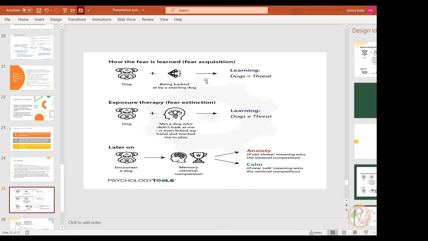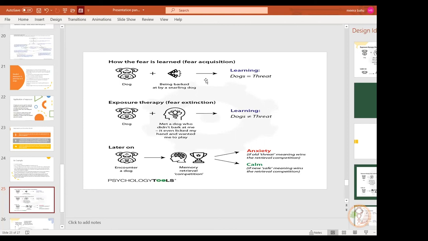Now later on, they encounter a dog: memory retrieval competition. It is competing, isn't it? The old memory says a dog is actually a dangerous thing. The new safe memory says a dog is not actually a dangerous thing. So there is a competition happening in terms of memory. But if you want to increase the calm, the new safe meaning needs to win. So you need to do more exposure to that friendly dog so that this memory wins. Does that make sense?